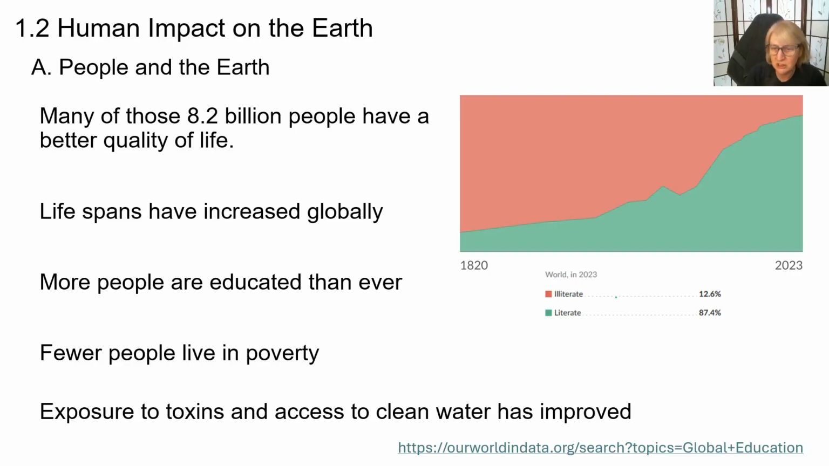This is education worldwide since 1820. I don't have an axis here. It's just, let's say 100% at the top and 0% at the bottom. In 1820, a very small percentage of people were actually literate. And literate means reading at a 6th grade level or above. Today, in 2023, and this is worldwide, almost 91% of people are able to read at a 6th grade level. That's amazing.